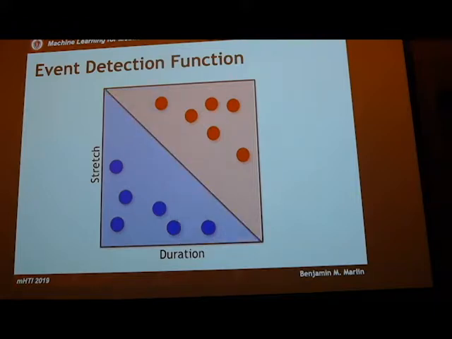Here's a better one. This particular event detection function correctly decides that all the red points should be red and all the blue points should be blue. And further, it will give you a detection for every point in the space, right? Which is what we want.